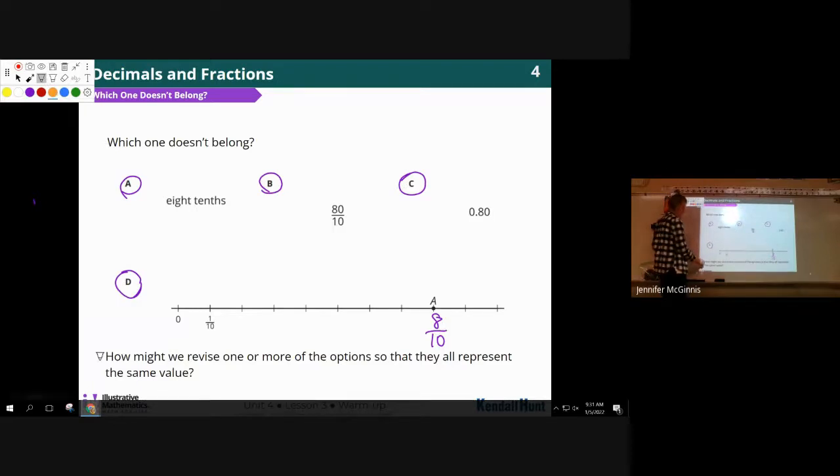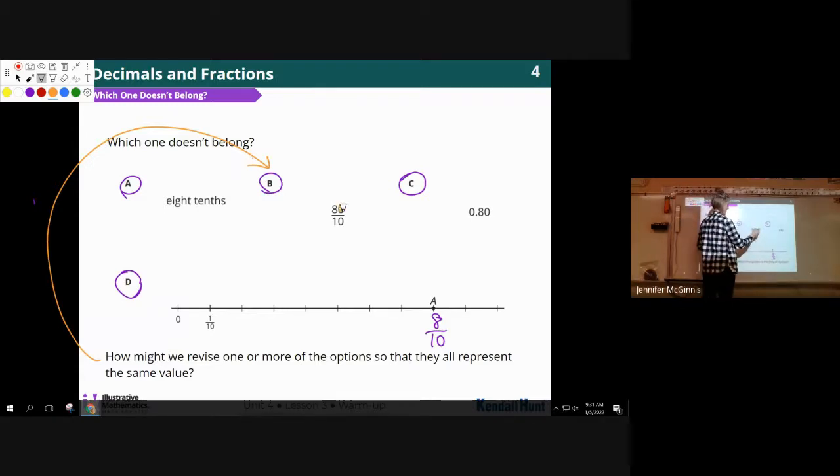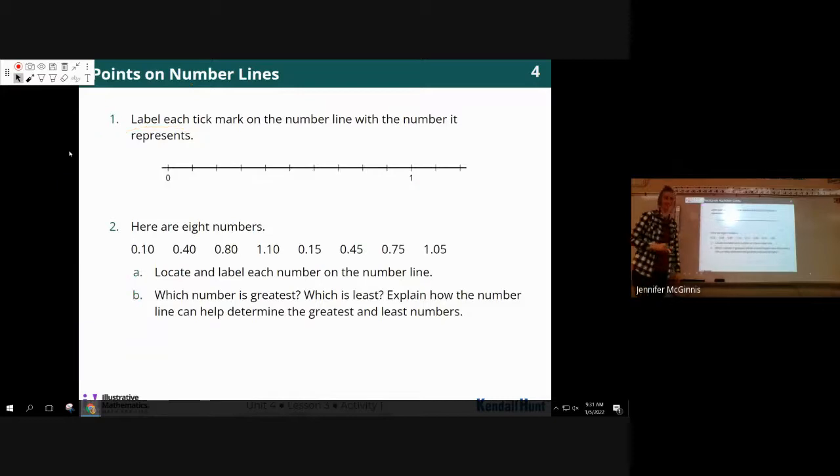We have to change B into 8/10. How are you going to do that? What are you going to do? We're going to take off the 0 off the 80. Get rid of that 0 on that 80 right there, and then they're all equivalent, right? Ooh, that was a fun question. I like that. All right.